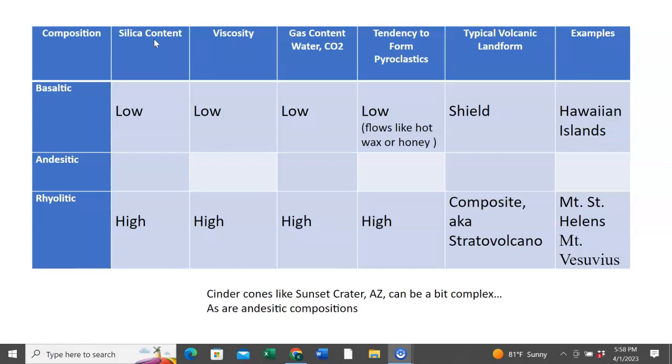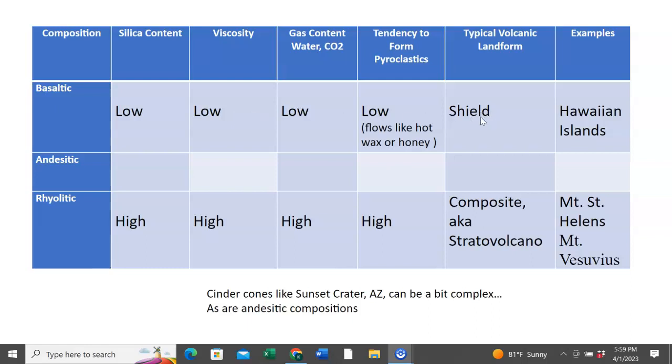Okay, let's go back here to the silica content. Lots of silica means light-colored rocks. So there'll be lots of silica in the rhyolitic rocks, high silica content, low in the basaltic. Viscosity. Viscosity is the resistance to flow. Okay, the basaltic rocks with the low silica content don't have much resistance to flow, so they flow. And they flow to form shield volcanoes.